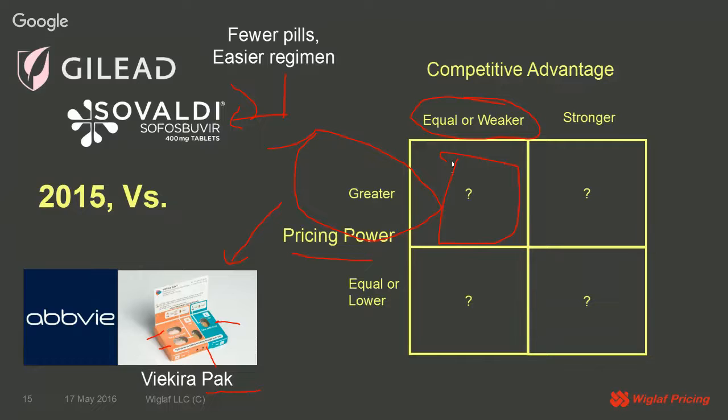So in that position of having somewhat equal competitive advantage but clear pricing power, this case study tells you the course of action to take is to mitigate price competition by reiterating your value position. Got it? Let's do another case study.